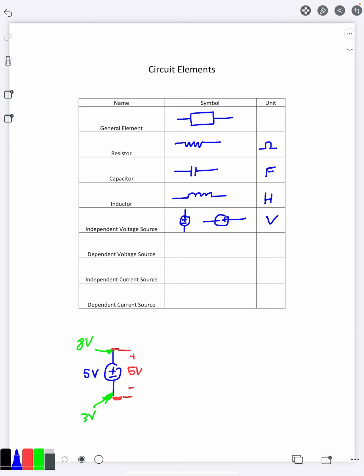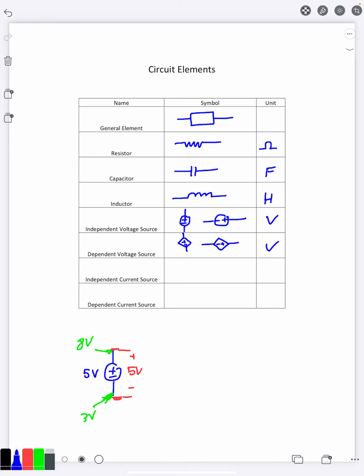Now, something that you may not have seen in your physics classes is a dependent voltage source, and it's going to look like a voltage source here, but instead of having a circle around it, it's going to have a diamond here. And again, it can be horizontal or vertical. The units are still going to be volts. It's still a voltage source, but the value is going to be involving a variable somewhere else in the circuit.